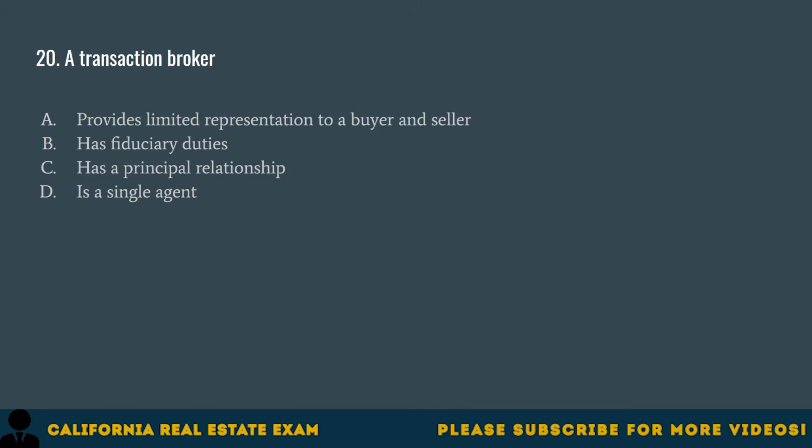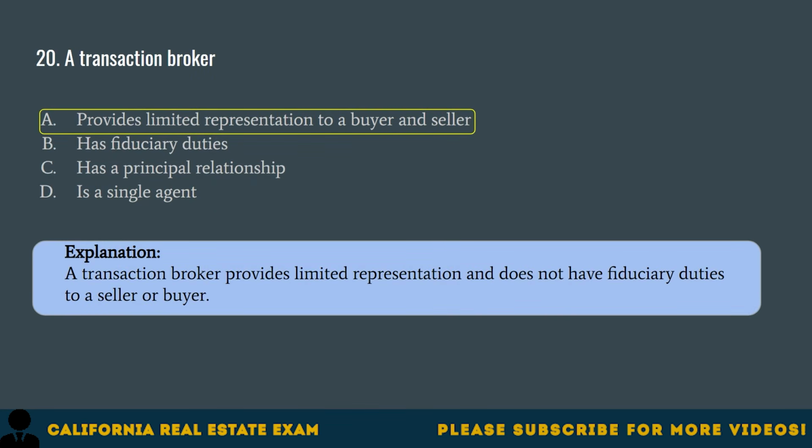Question 20. A transaction broker, A. provides limited representation to a buyer and seller, B. has fiduciary duties, C. has a principal relationship, D. is a single agent. The correct answer is A. provides limited representation to a buyer and seller. A transaction broker provides limited representation and does not have fiduciary duties to a seller or buyer.